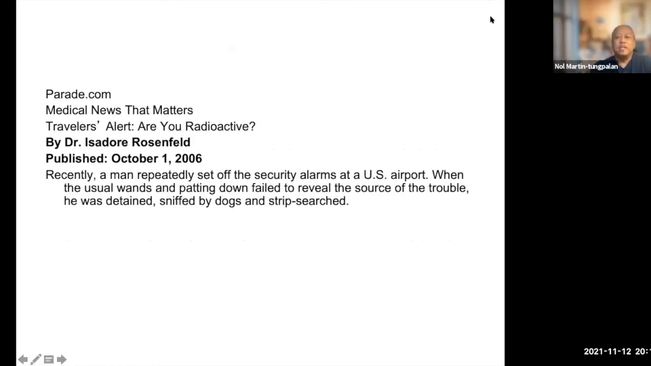All right, so let's see. This is a news report from 2006. And probably a lot of you guys weren't born then, right? I'm assuming everyone's really young. So in this report, it says that recently a man repeatedly set off the security alarms at a US airport. When the usual wands and patting down failed to reveal the source of the trouble, he was detained, sniffed by dogs, and strip searched.